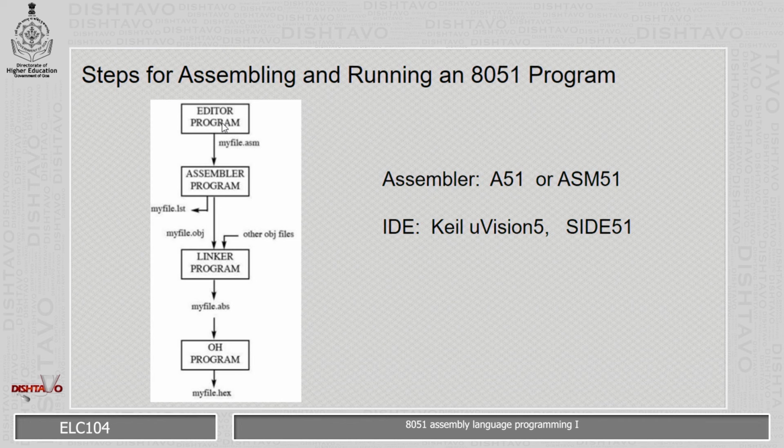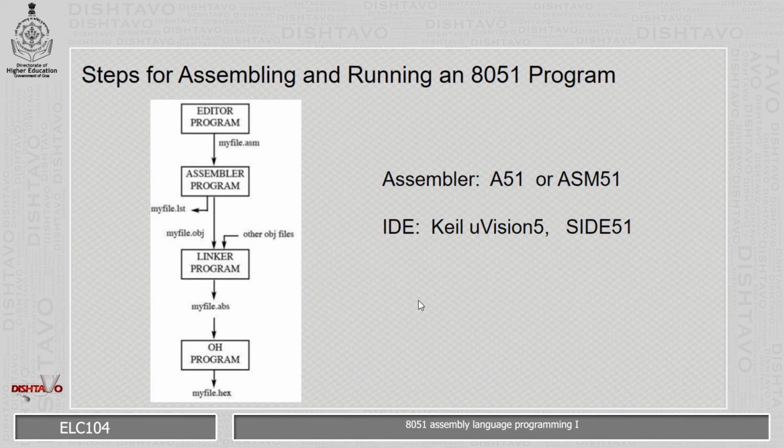You can make use of any editor like WordPad or Notepad, and then run this assembler program on this particular file. If everything goes okay, you will be generating a my file dot whatever .alst file, then a .obj file, and other object files will also be linked by using a linker program, and finally we'll be getting an ABS file, and after that an OH file. OH file means the hex file. Hex file is nothing but the machine file.